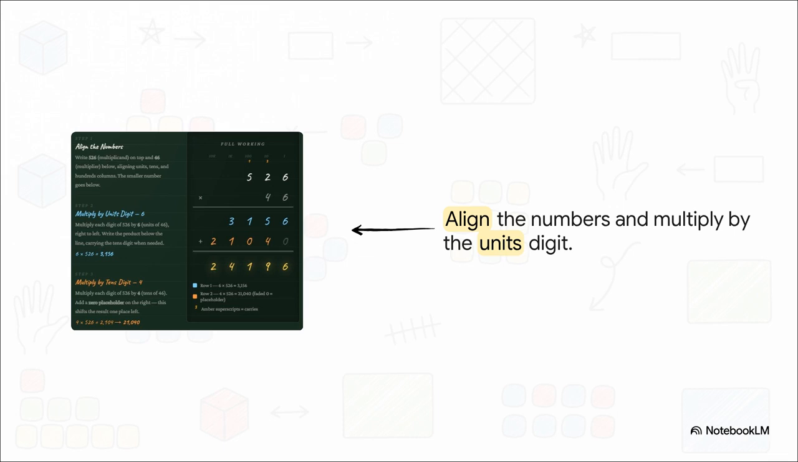Now, I want you to forget the rest of the problem and just focus on the units digit of our multiplier, the 6. We multiply each digit of 526 by 6, moving right to left. 6 times 6 is 36. Write the 6, carry the 3. Next, 6 times 2 is 12, plus that carried 3 gives us 15. Write the 5, carry the 1. Finally, 6 times 5 is 30, plus 1 is 31. Boom! Our first partial product row is 3,156. See? It's just a series of really simple, single-digit problems grouped together.